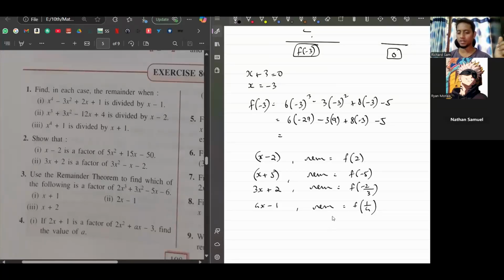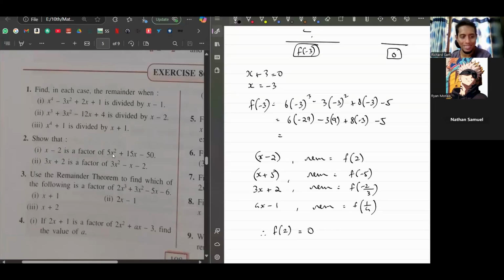The remainder will be 0. And how do we represent the remainder? f of 2. If x minus 2 is a factor, f of 2 is the remainder. So the remainder will be 0. Understand? So how do you write this?